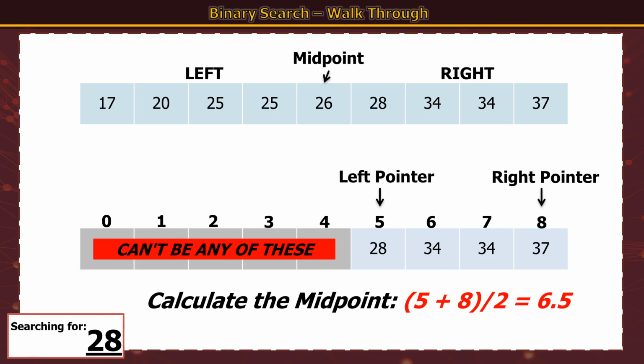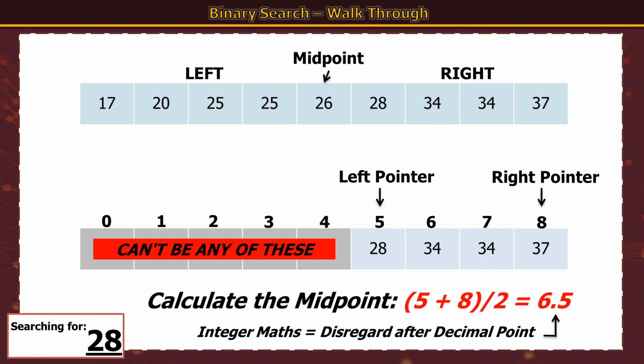This leads us to a small issue. There isn't a value at 6.5, there's no value here. So we need to apply something called integer maths. And basically this just disregards anything after the decimal point. So here I've got 6.5.